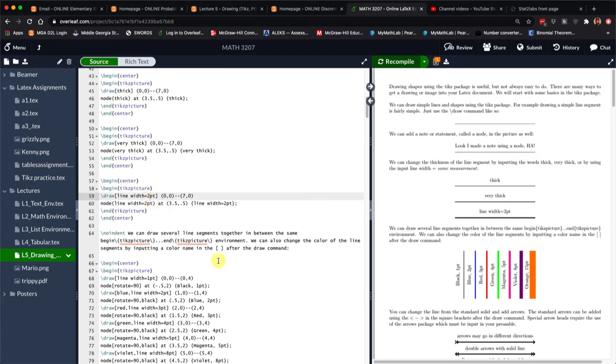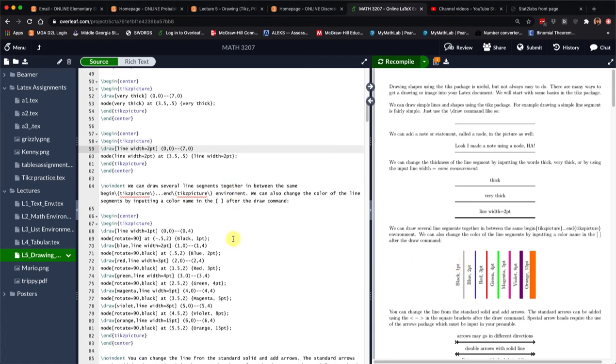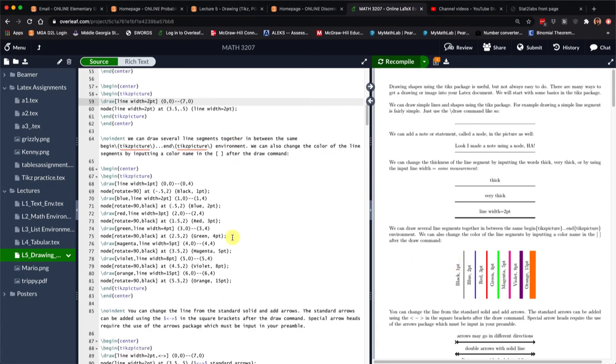We can draw several images or lines or items in one Tikz picture like we did here. It's whatever you put between the begin and end Tikz picture. You can do several of them in a row. As a matter of fact, I could have done the very thick, line width equals 2 point just above these colored lines here in the same manner. But I wanted to set them apart at first.